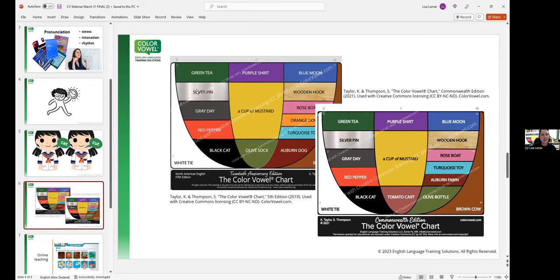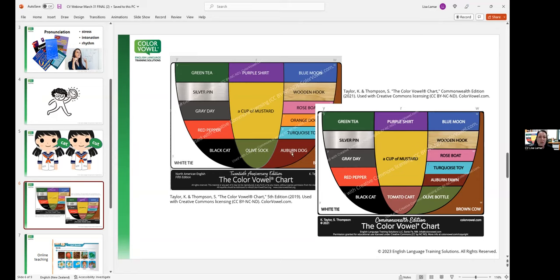And I got to green tea and silver pin and gray day, red pepper, black cat, all the same. It all matched. It was fantastic. And then I came to a grinding halt with this olive sock thing. So for me, it didn't fit. And my heart sank. So being in New Zealand, where often we have to use like British textbooks or American textbooks if we go textbook based, I was happy to adapt. We are used to doing that kind of thing here, no problem.